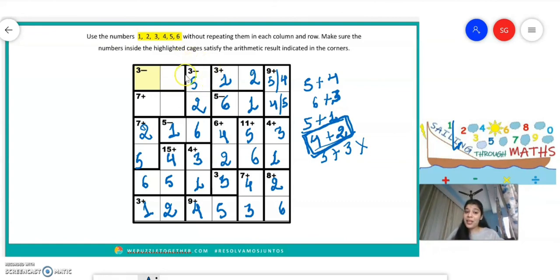Now if 5 is already used here, then the number which is going to come here is going to be equal to 4. And if the number which is going to come here is going to be equal to 4, then the number which will come here is going to be equal to 5. So let me write that for you. 4 here and 5 here.